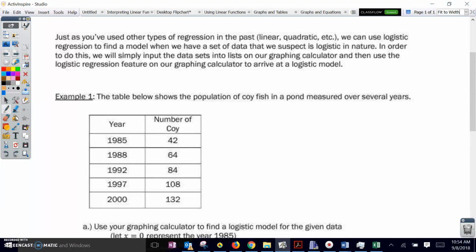The table below shows the population of koi fish in a pond measured over several years. Terrible substitution of a homonym here on my part. I'm calling myself out here. These are koi fish, not koi fish.